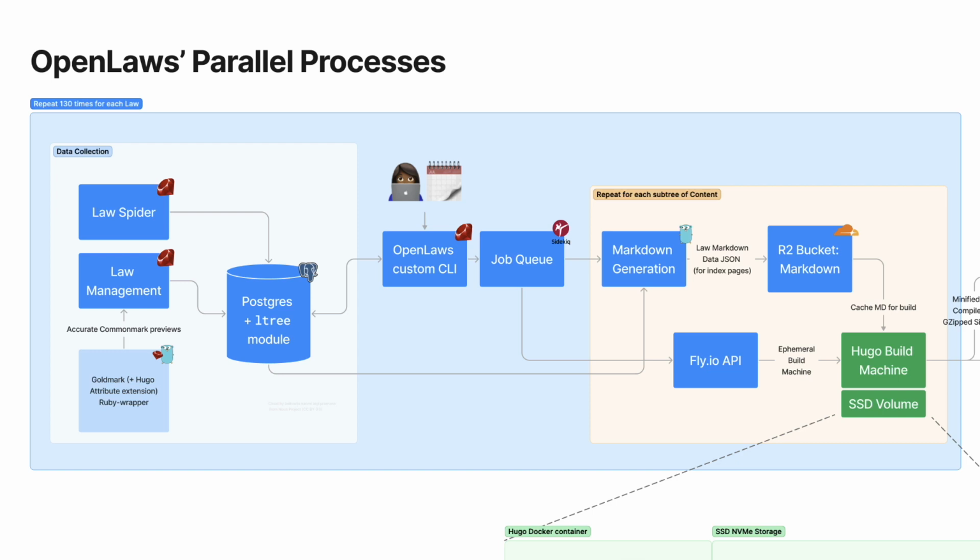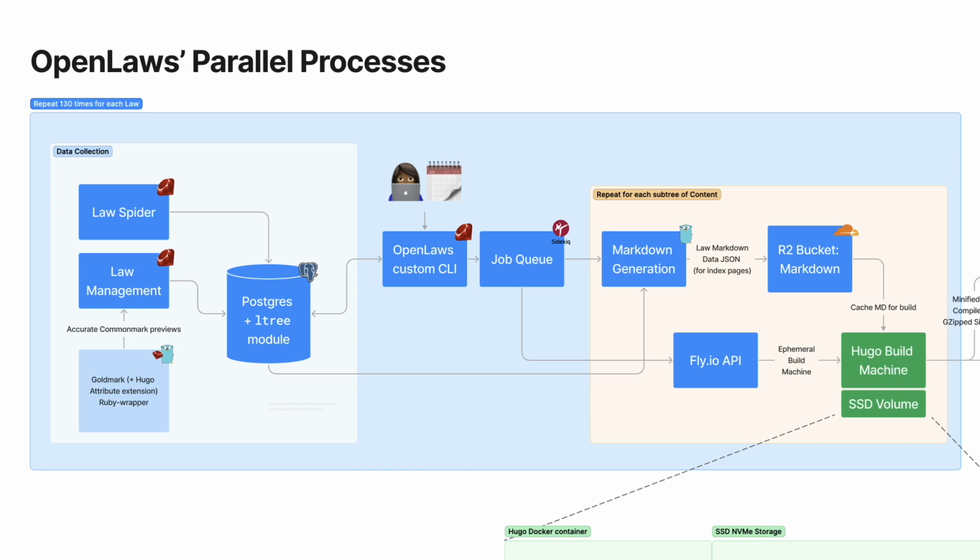Here's a look at OpenLaws' parallel build process. We have our data collection process on the left. We have a whole farm of law spiders that also run in parallel, and they store the data to a Postgres database. Now you'll notice that I said that it was actually pretty difficult to store law data in a relational database, but we actually do that. And we also use an L-tree Postgres extension module that allows us to store the hierarchical data in a way that we're pretty happy with.